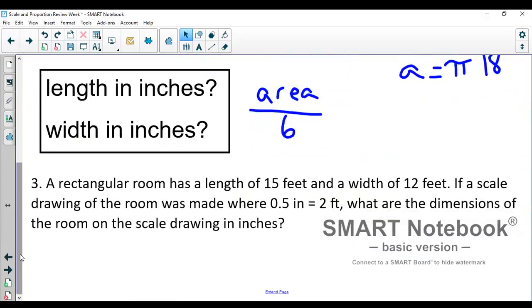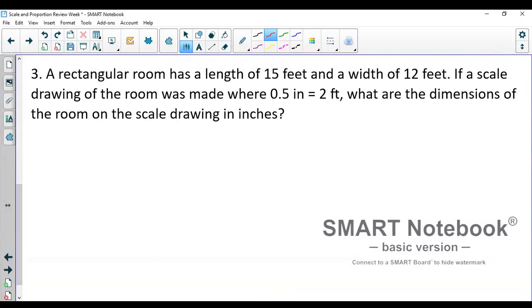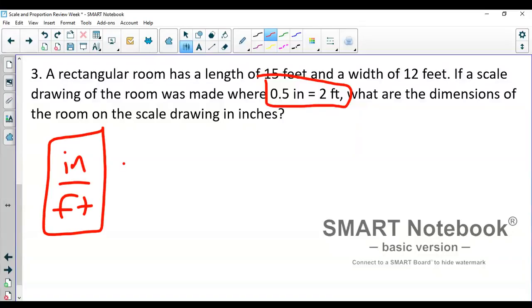Now, number 3, this is just like what we did yesterday, where we are actually solving 2 different problems. It says a rectangular room has a length of 15 feet and a width of 12 feet. If a scale drawing of the room was made where 0.5 inches equals 2 feet, what are the dimensions of the room on the scale drawing in inches? So we have this ticket. It gives it to us. It tells us that 0.5 inches is worth 2 feet.